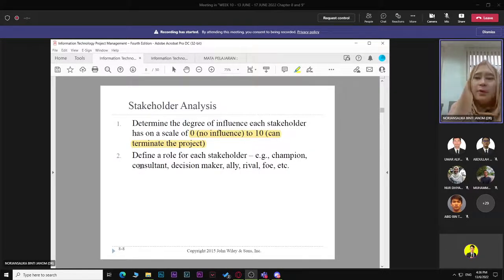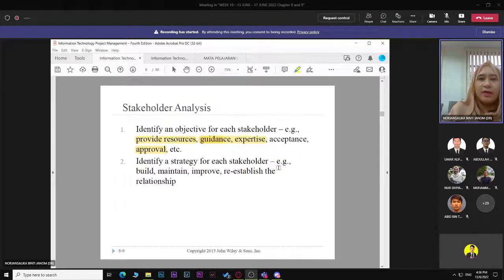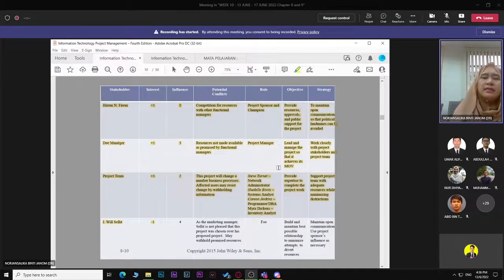Alright. So for this one, it can be project champion, consultant, team members, ally, rival, foe. Okay, all of these, you just list whoever is a decision maker who leads the project. Okay, you just list it down. For example, this is an example of your project stakeholders analysis.